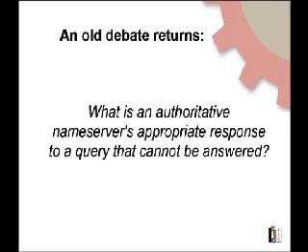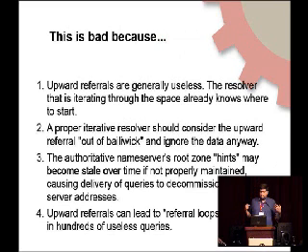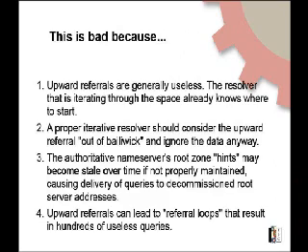So this brings back an old debate. What are authoritative name servers supposed to do for queries that they possibly can't answer? Because they can only answer for what they're either a master or a slave for. Now, these upward referrals, as we call them, are bad because they're basically useless. The resolver should have this information already, and it already knows where to start and where to get this information from. And frankly, a proper resolver should consider an answer like this to be out of scope.